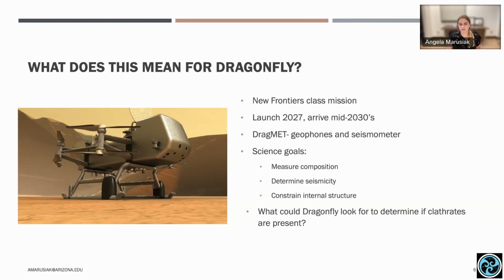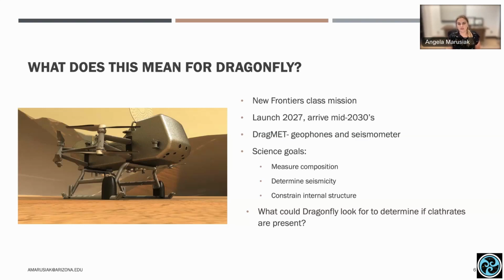The big science goals that they want to do are to measure things like composition, determine seismicity, so where, when, and why seismic events are occurring on Titan, and constrain the internal structure. So how thick is that ice shell? How thick is the clathrate lid or conductive lid thickness? Do you have high pressure ices beneath the ocean and the subsurface rock?